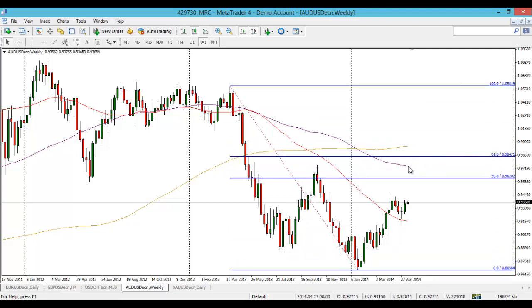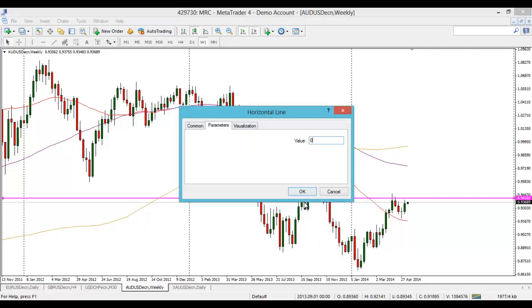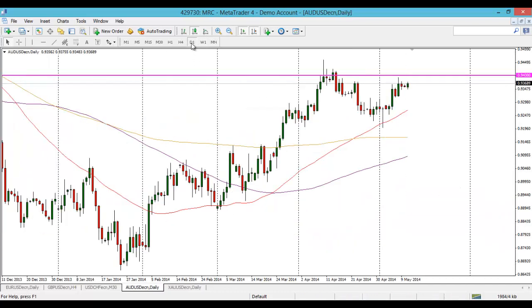So that 100-week comes in just below the 61.8% retrace here. And yeah, the other thing we were speaking about in last week's video, I remember, was this key level here. So we've got the 0.94 handle. In terms of this week, that's definitely a key marker to keep an eye out for in terms of any price action here on the Aussie. And that's pretty much it in terms of the Aussie, really.